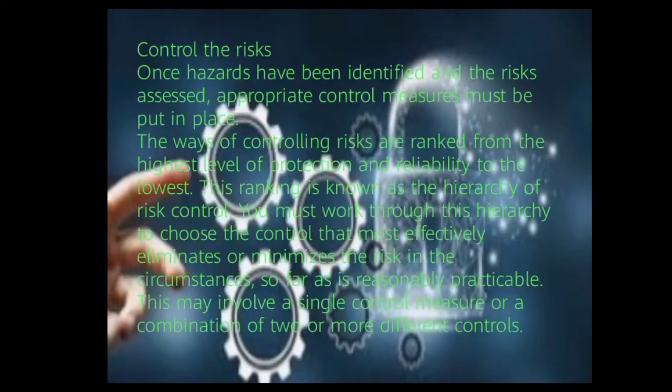Control the risk. Once a hazard has been identified and the risk assessed, appropriate control measures must be put in place. The ways of controlling risks are ranked from the highest level of protection and reliability to the lowest. This ranking is known as the hierarchy of risk control. You must work through this hierarchy to choose the control that most effectively eliminates or minimizes the risk in the circumstances, so far as is reasonably practicable. This may involve a single control measure or a combination of two or more different controls. So that's all my report.